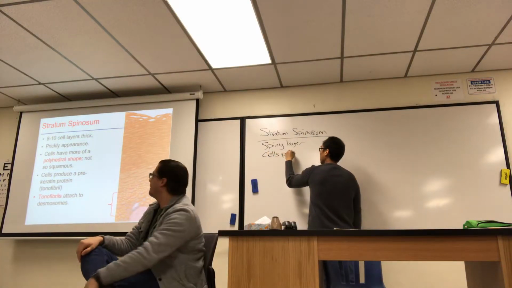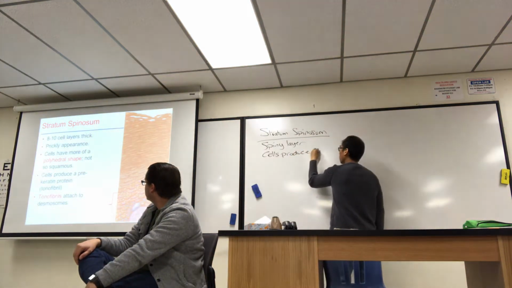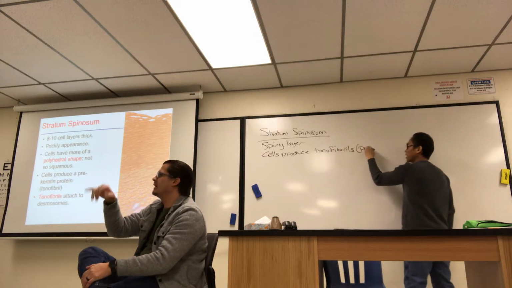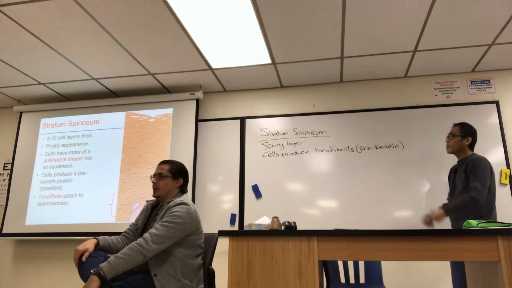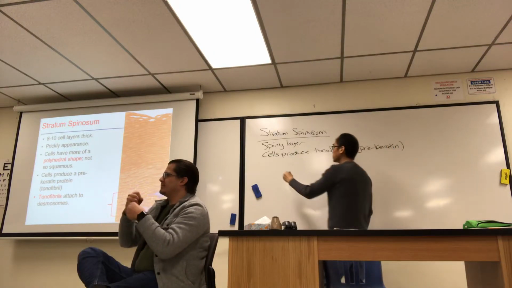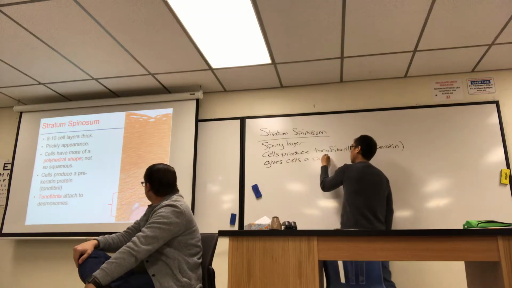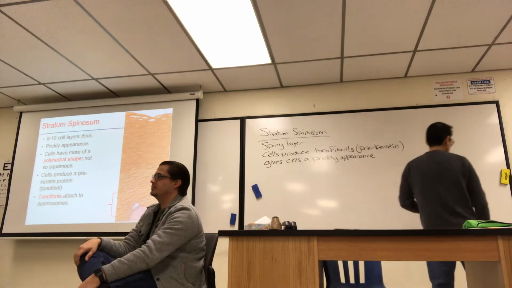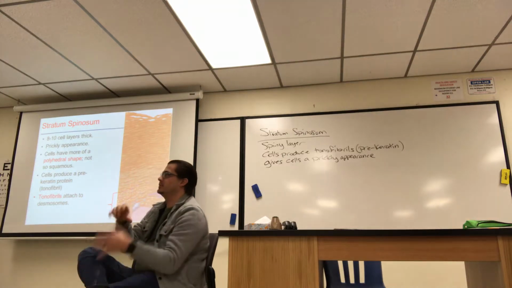Cells produce tonofibrils, which is basically a pre-keratin, that gives the cells a prickly appearance. Prickly. Cells are all connected by desmosomes. They're all linked together. It looks like a very spiny layer.